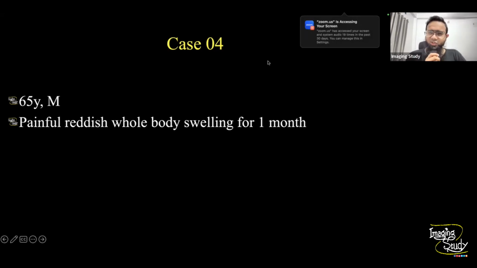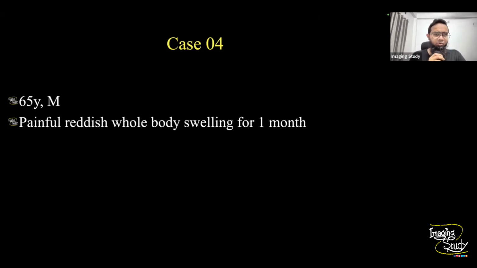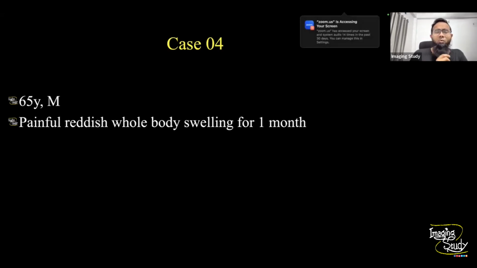Okay, so let's jump into case number 4. This is a 65-year-old male patient who came with painful reddish whole body swelling. My assistant was hesitant about touching the patient. The whole body was reddish, and there was skin disruption going on.